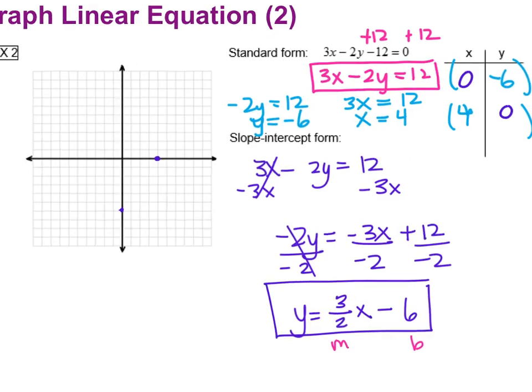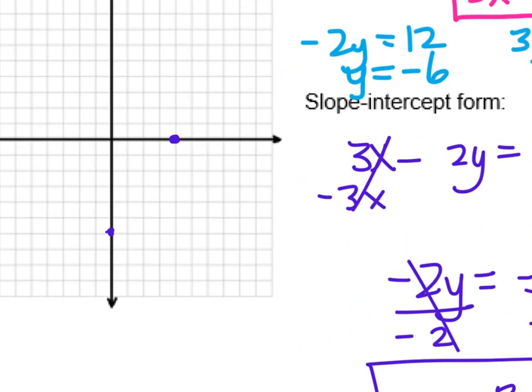So to graph that, you would go down 6 on the y-axis, and there's a point already there, so no surprise there. And then 3/2 tells us to go up 3 because it's positive, and you run 2 to the right. This is that rise over run, rise over run. So up 3, 2 to the right, up 3, 2 to the right. We're hitting our other point, so that's good. We can feel good about that.